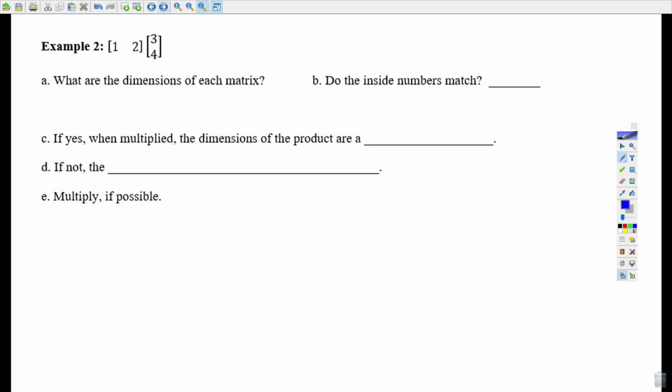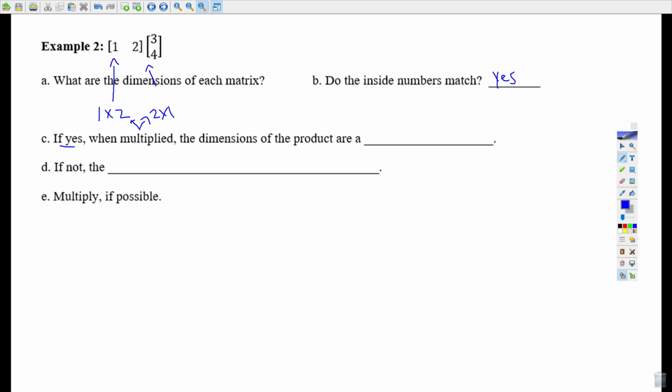So let's try it with some numbers. First one is going to kind of break it down and make sure you remember to do the dimensions first, check to see if you can multiply, and if everything works, then you can multiply. So what are the dimensions of each matrix? So I'm just going to do a little arrow here. This is a 1 by 2, and this one here is a 2 by 1. So do the numbers match in the middle? Because they have to in order for them to be able to multiply together. So they do match. Yes. That means we can multiply.